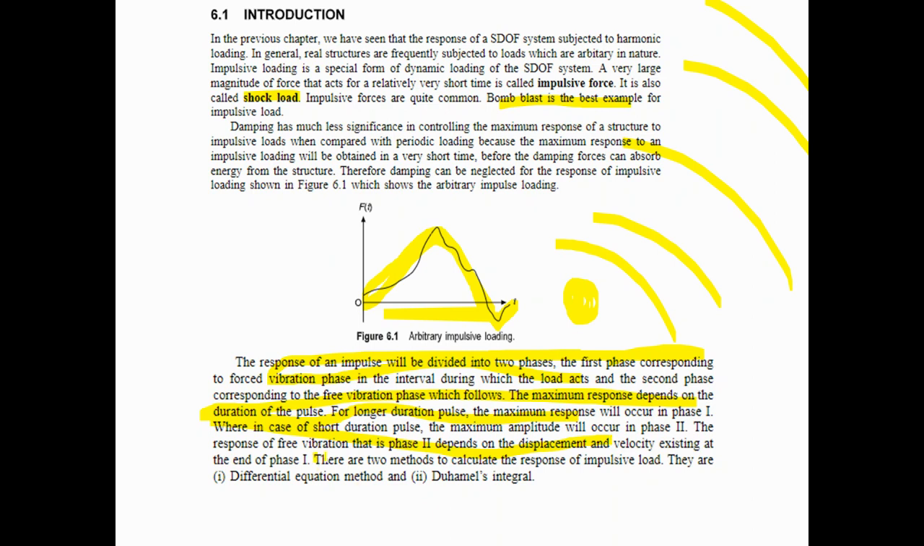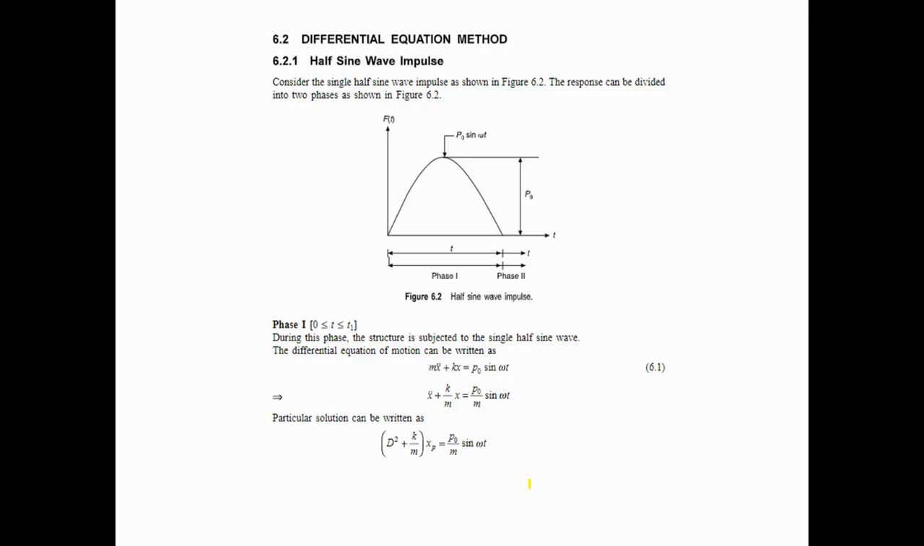There are two methods to determine the impulse load. The first method is the differential integration method, and the second is dual integration. Here, the differential integration method.